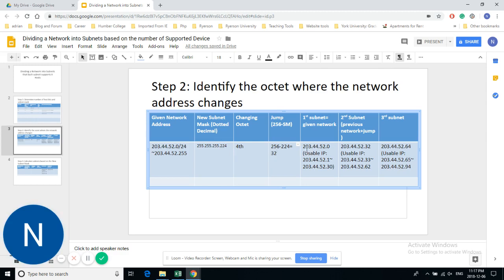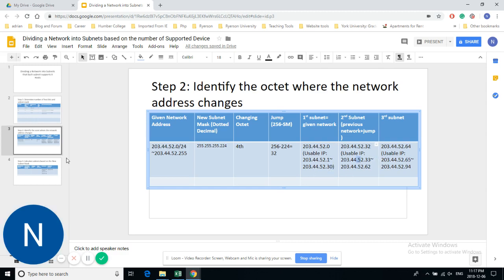I will start building different subnets. The first subnet is always the given network address. So this is the first subnet. The second subnet is 32 addresses more. The third subnet is 32 addresses more than the previous, and so on. Now the broadcast address, not the subnet mask, the broadcast address is one address less than the next subnet address. So the broadcast address for the first subnet is one address less than 52.32, which is 52.31. For the usable IP address range, one address more than the subnet address is the start, and one address less than the broadcast address is the end, or two addresses less than the next subnet address is the end of the usable IP range.